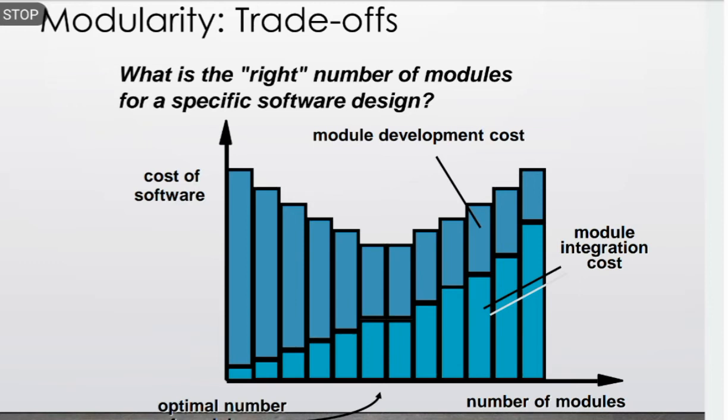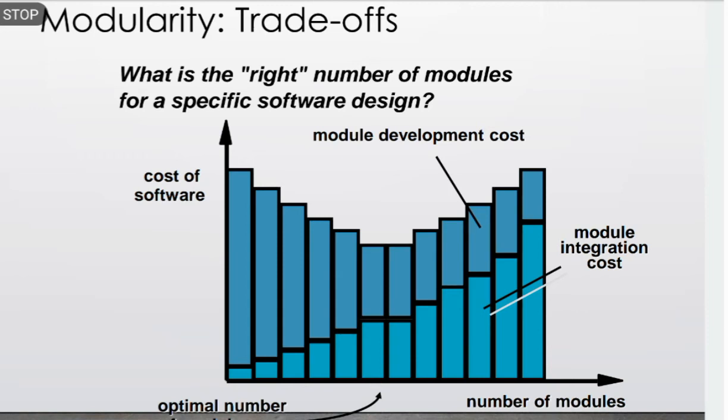There is a number m of modules that would result in minimum development cost, but we do not have the necessary sophistication to predict m with assurance. That is, the module integration cost will increase because the number of modules is increased. So this is the cost of software.